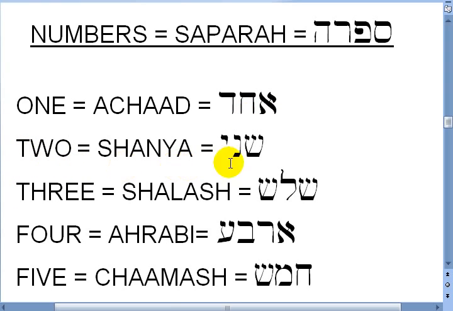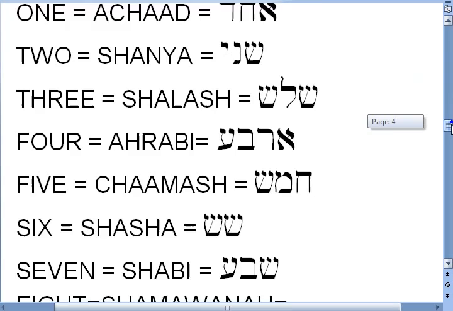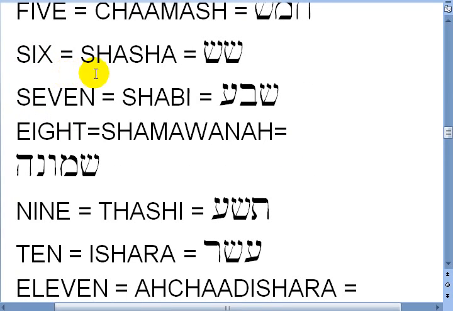2 is Shanya. 3 is Shalash. 4 is Arabai. 5 is Chamash. 6 is Shasha. You see there. 7 is Shabai. 8 is Shamawana. 9 is Thashai. 10 is Aishara.